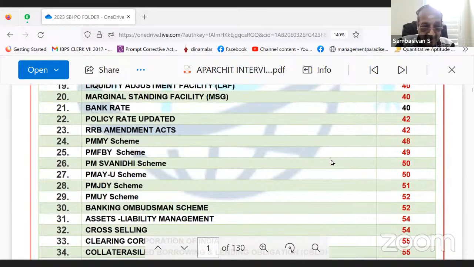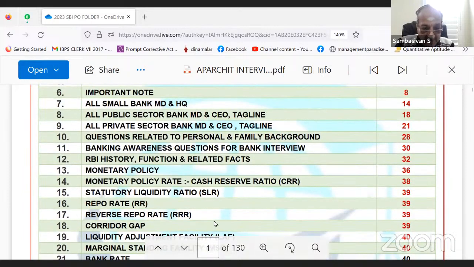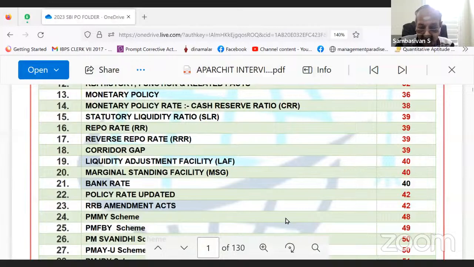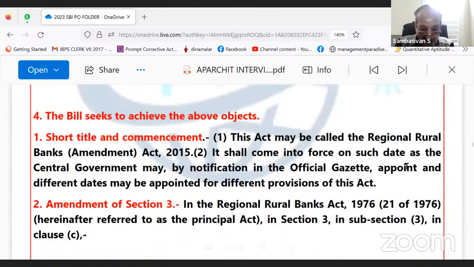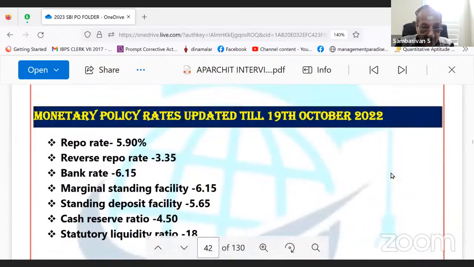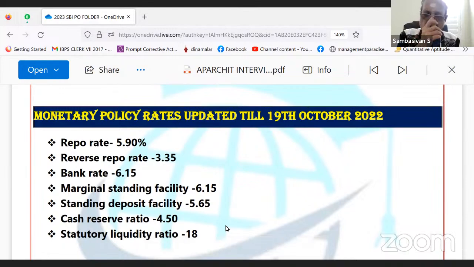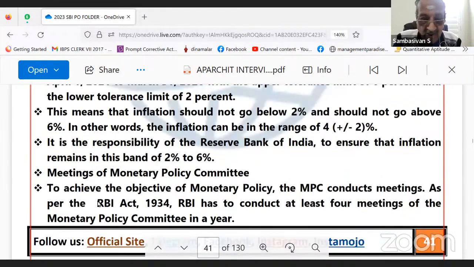I'm not sure whether it is updated, which data it must be, which page it is. Policy rate updated 42. What is given in 42, which rates have they given, February or December? See, I told you again, after that 2 revisions have come. This book has been prepared some 4 months back or 5 months back, so like that we cannot depend on any one PDF material. The only way you can depend is whatever is being posted currently on Telegram or so after revision.